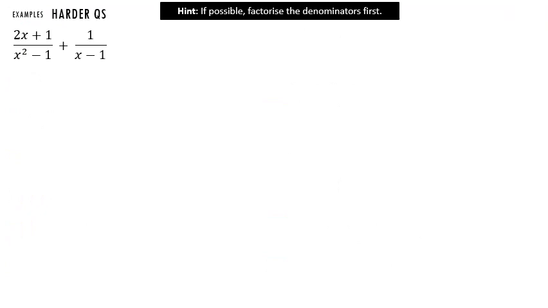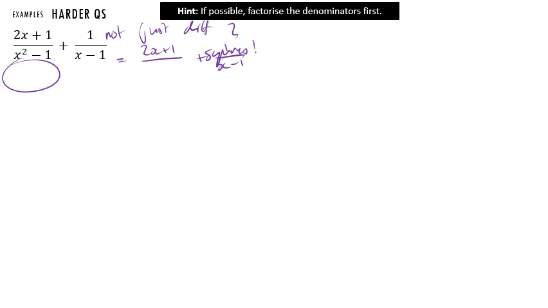We'll look at a few harder questions here where we need to factorise the denominator before we start to add or subtract the fractions. So on this first one, this is the bit we can factorise. So this will all stay the same. Now remember, this is the difference of 2 squares, because we've got x squared here and we've got 1 squared here, and we're taking that away.